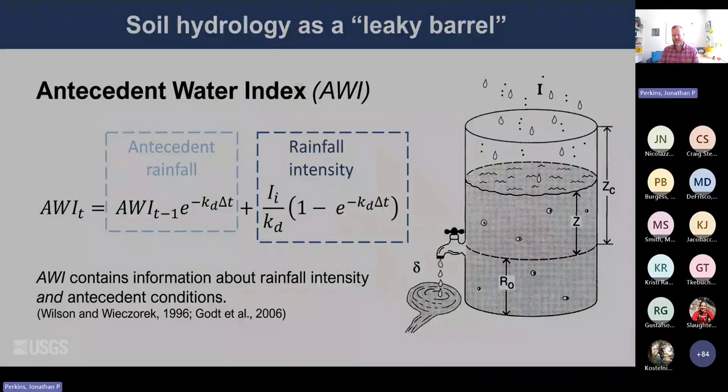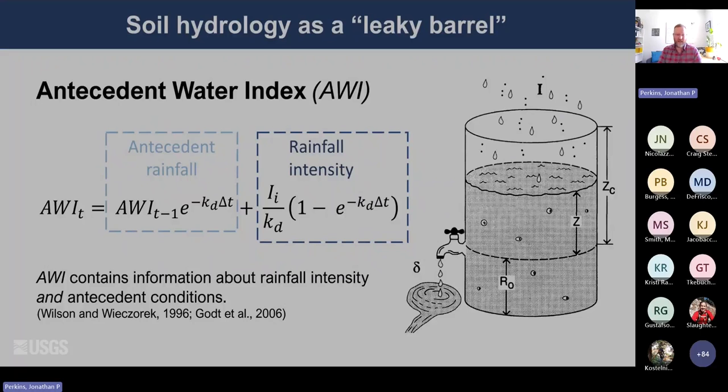And so that took us back a couple decades to thinking about utilizing a simple hydrologic index that might capture this, that is of course very simplified compared to using something like a Richards equation model, but might capture the essence of what we're trying to get at in a way that's useful. And so we looked toward a class of models called hydrologic tank models, or leaky barrel models.